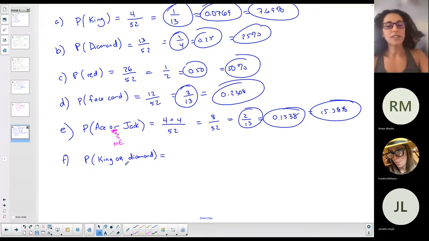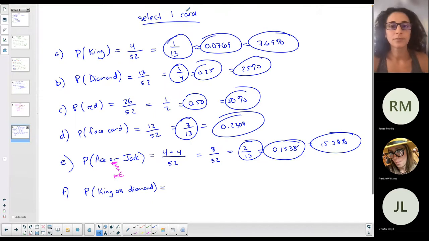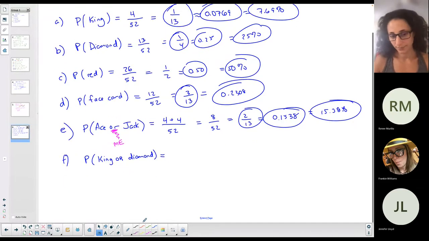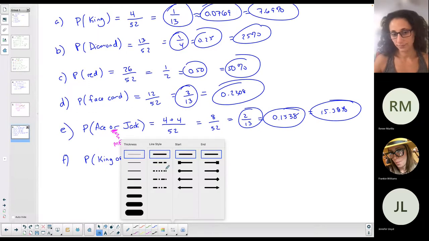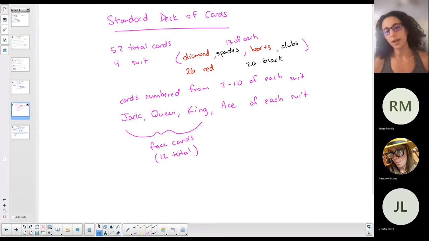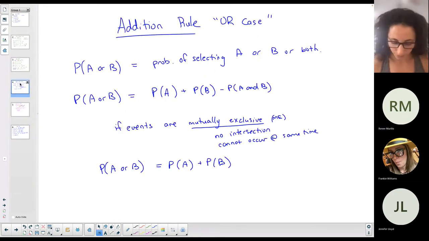What is the probability of selecting one and that one is a king or a diamond? Now, I hear the or case. I go back to the standard deck of cards. That's the addition rule, the or case. If I hear or, this or that.